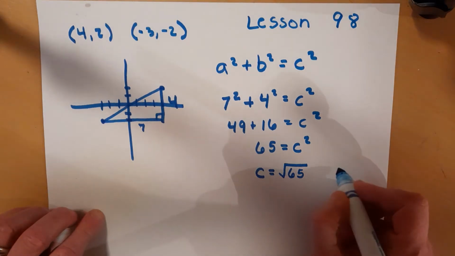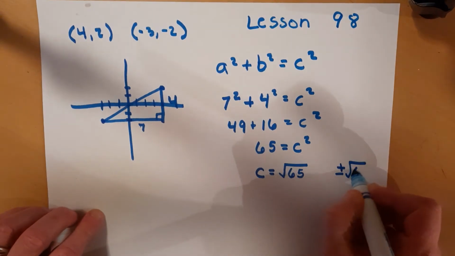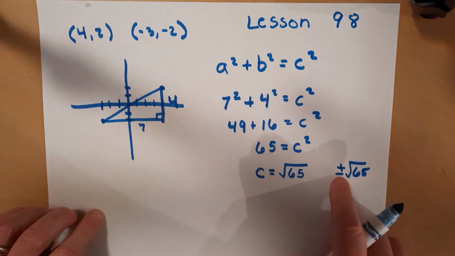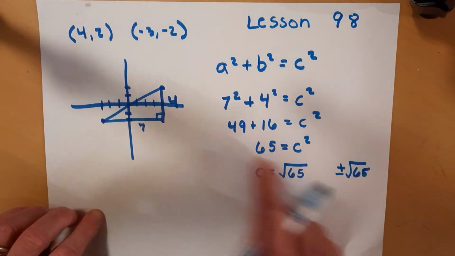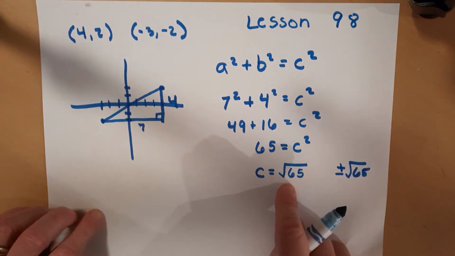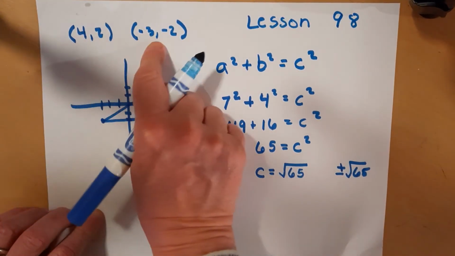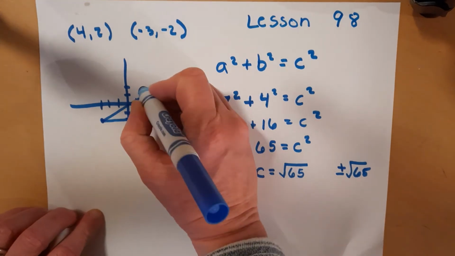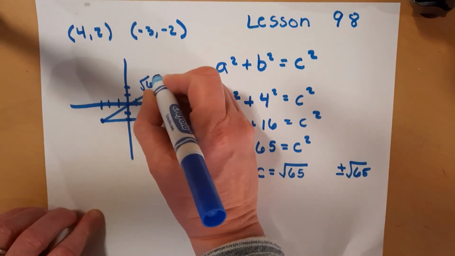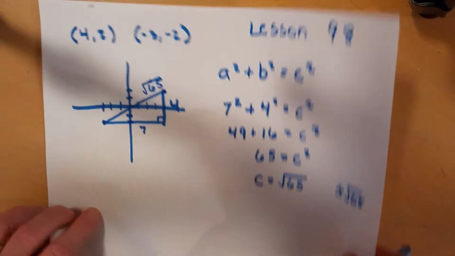We don't have to do the plus or minus the square root of 65 in this case, because it's not going to be a negative length. So in this case, we can simply say the square root of 65. So the distance between points (4, 2) and (-3, -2) is the square root of 65. And that's your answer. So I'm going to do one more just to show you.